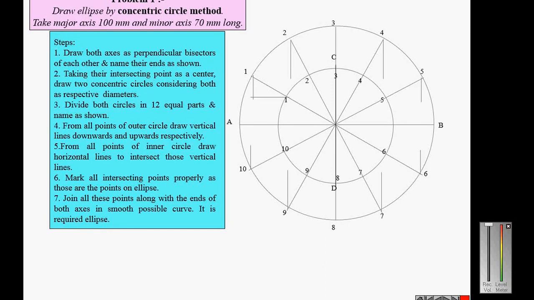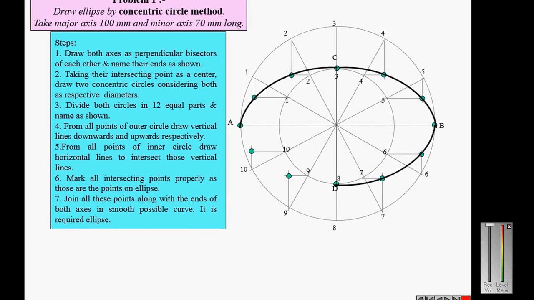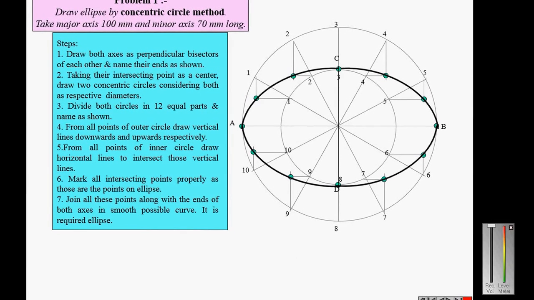1. It will meet similarly parallel lines from all other points as shown in the figure. You can see you will get the points. These are the common points, you can see the points. So you will get all the points and draw a smooth curve passing through all these points. So you will get the ellipse.